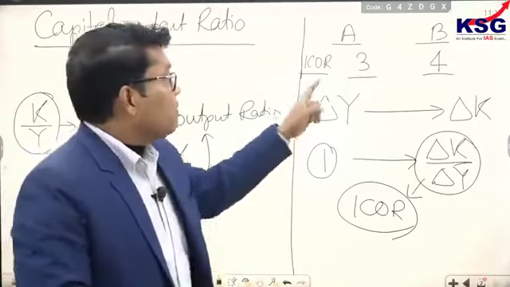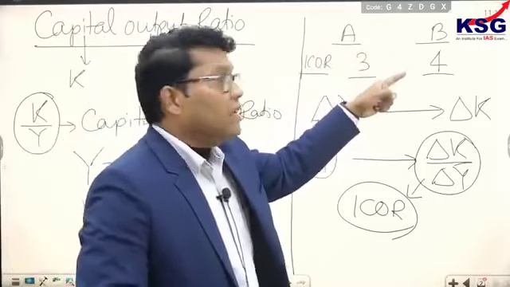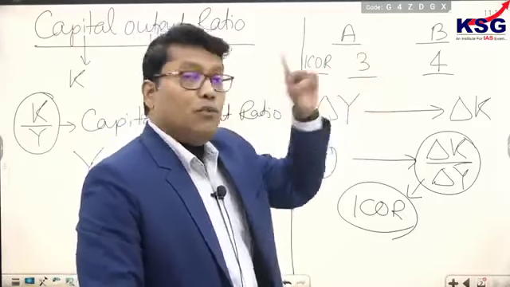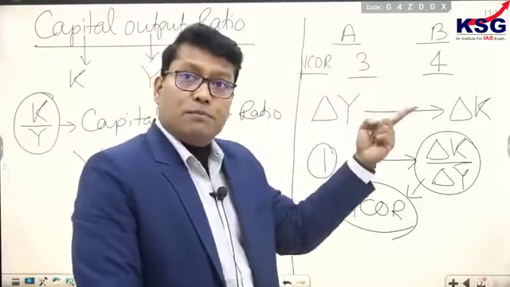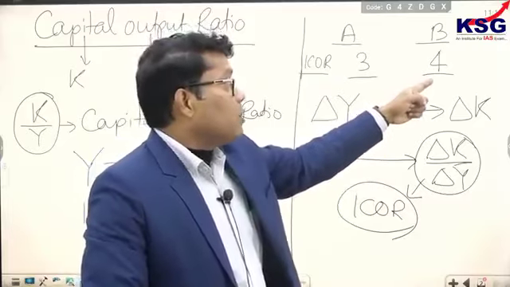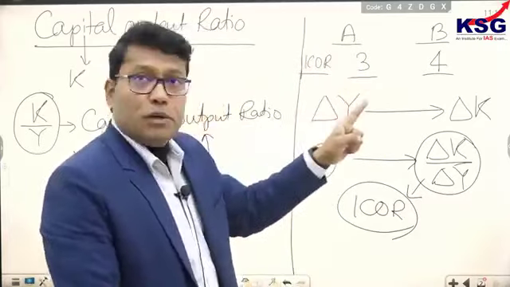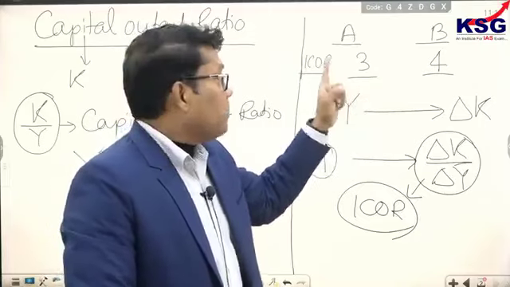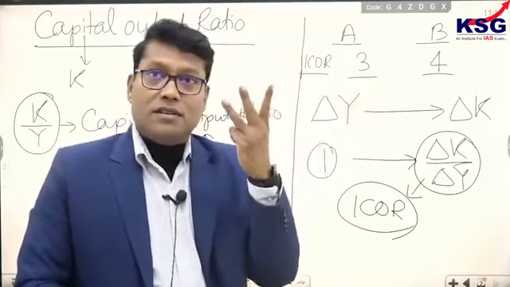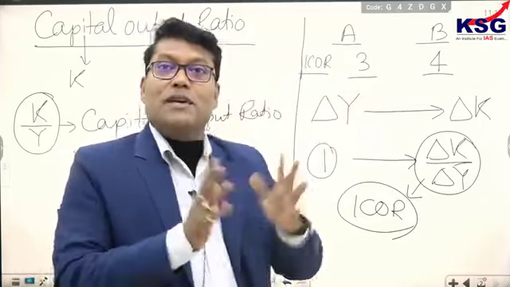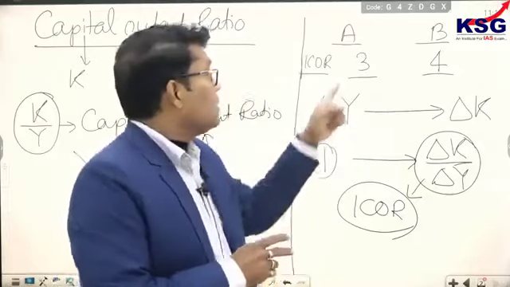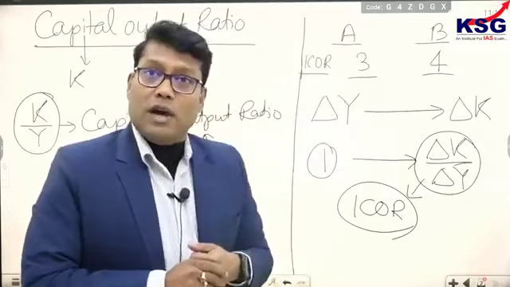If you take the two plants A and B, plant B says that to increase one more unit of output, the capital requirement is 4 units. To increase 1 unit of output in plant A, the capital requirement is 3 units. So just compare it. Which one is more efficient? Plant A is more efficient. Why?